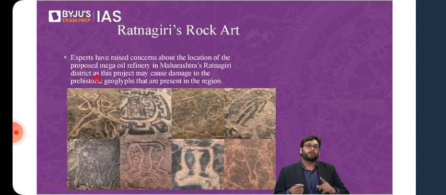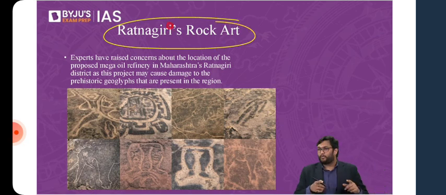You see, these are things. There's a refinery coming up in Ratnagiri, which will basically destroy these. But the point of the matter is, these are called geoglyphs. They are carvings on the surface itself. This is a very interesting thing. This is a geoglyph. Petroglyph is painting.